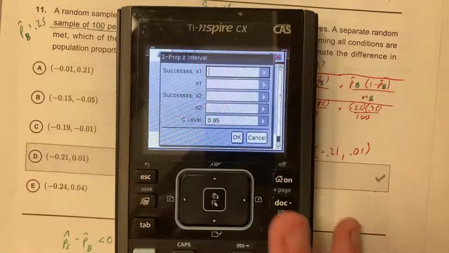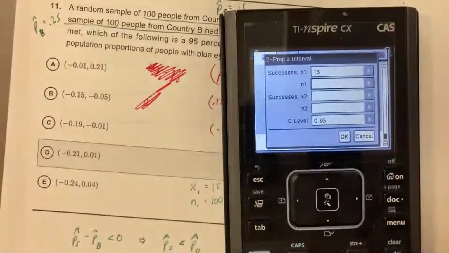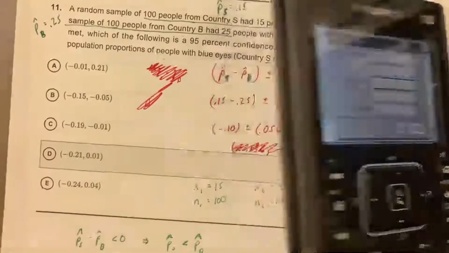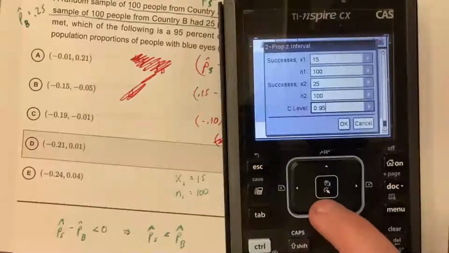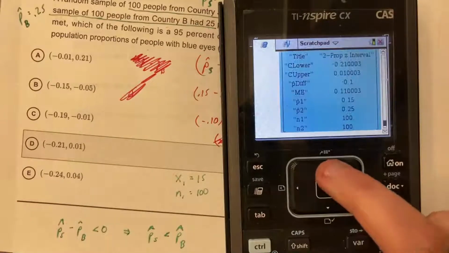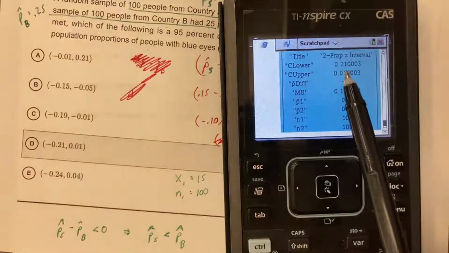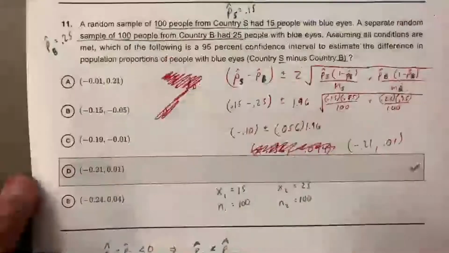So X1 was 15. There's 15 successes out of 100. In the second sample, there was 25 successes out of 100. And we have everything we need. And it gives us our lower bound, negative 0.21, and our upper bound, 0.01, which is interesting.